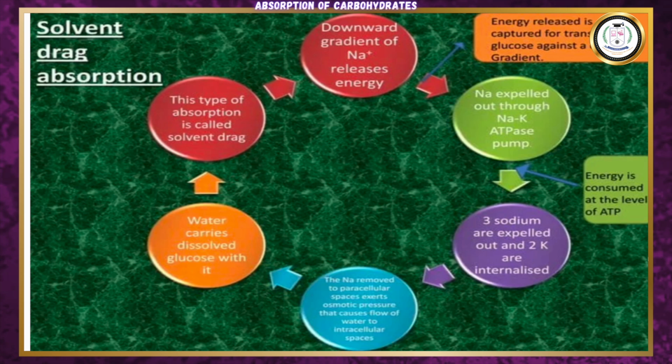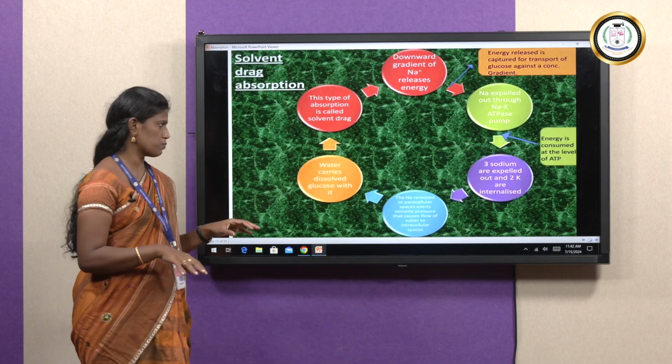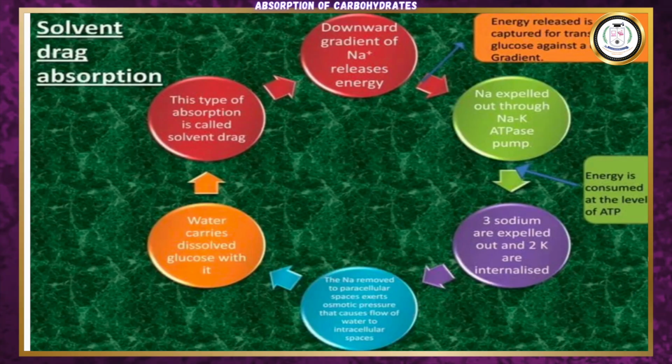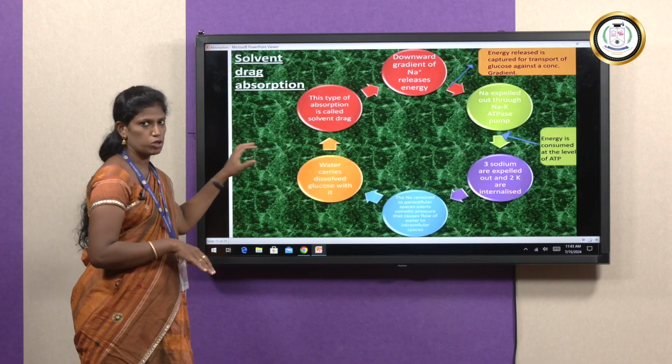This is solvent drag absorption. First, the sodium releases the energy, then sodium is expelled by the sodium potassium pump: three sodiums are expelled and two potassiums are taken in. The sodium is removed from the intracellular spaces. Then water carries the dissolved glucose. This type is called solvent drag absorption.